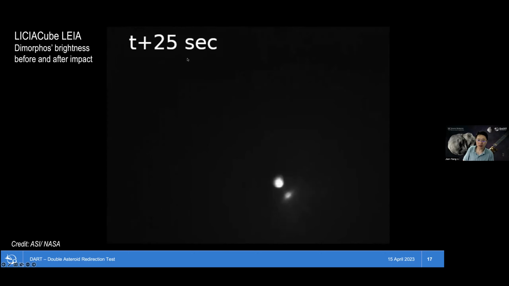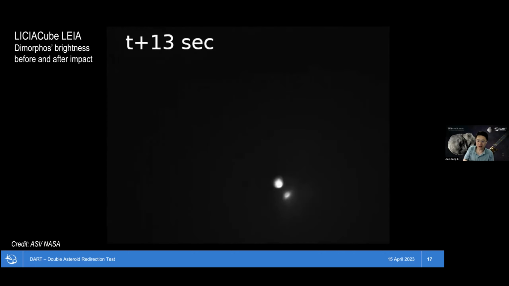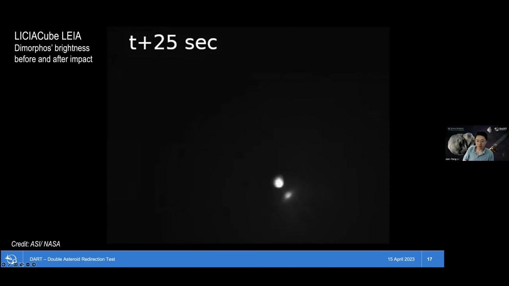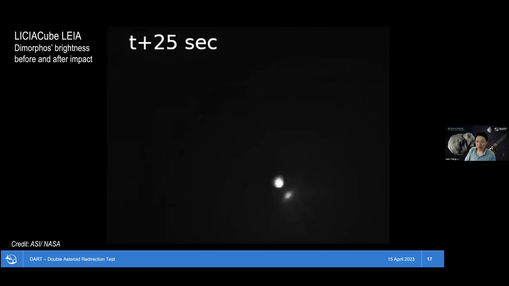The timestamp is on the top. These images were taken by LEIA, which is the long-range camera. The LUKE camera's resolution was too low to see anything at this distance. Unfortunately, this camera was not focused. That's why you see the donut shape, the ring of Dimorphos, not a circle. Then 1 second after impact, you see very bright ejecta. Then the brightness decreased, and we see a little fainter but much bigger ejecta coming out. This is the only image that captured the moment right after the impact.